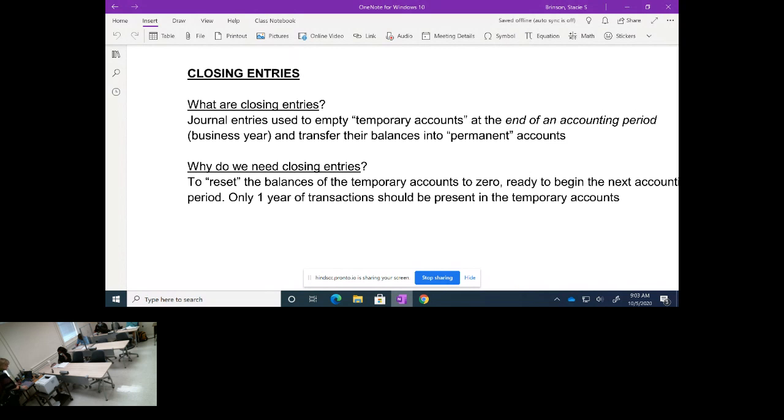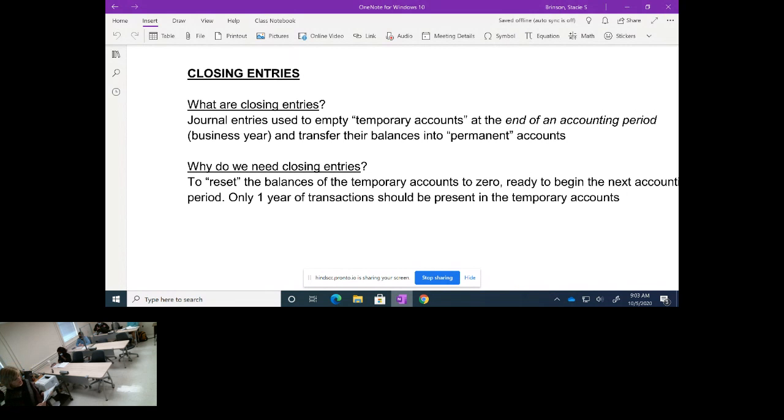Once we finish the adjustments, we go in and do our financial statements. And so after we have prepared our financial statements, the last thing we have to do is prepare closing entries. Okay, so what are closing entries?